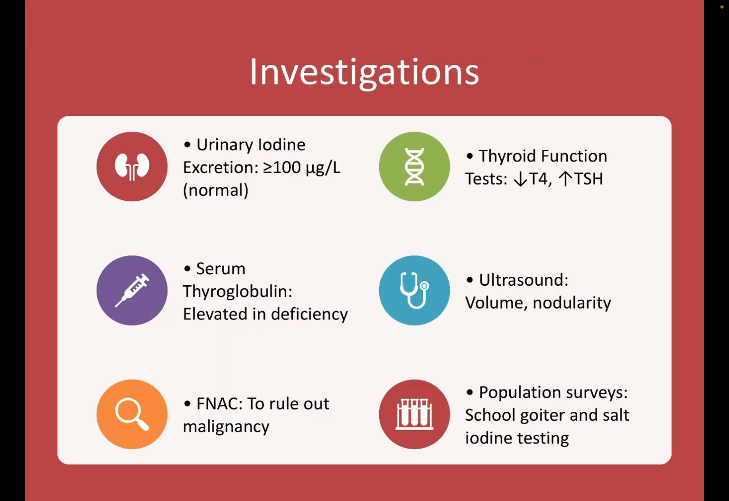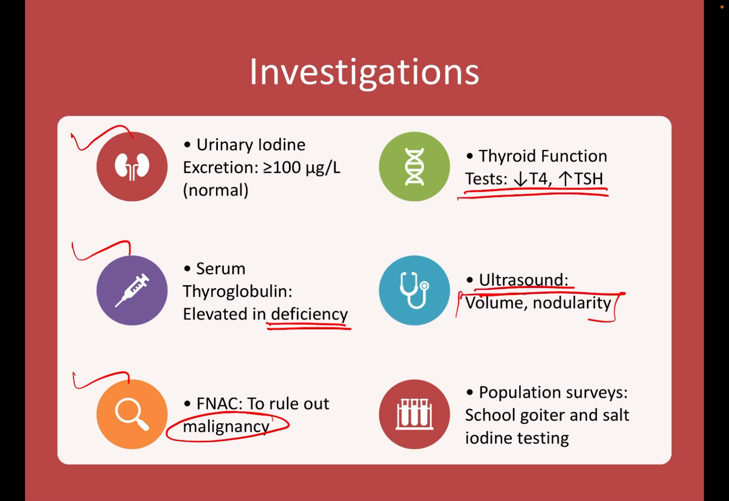So what are all the investigations we can do? We can do a urine iodine excretion test for iodine, then serum thyroglobulin, which is elevated in deficiency, FNAC to rule out any malignancy, then thyroid function tests T4 and TSH, then ultrasound to assess the volume and nodularity. Then population surveys to check whether it is an endemic goiter, by doing school surveys of enlargement of the thyroid gland, and salt iodine testing also can be done.